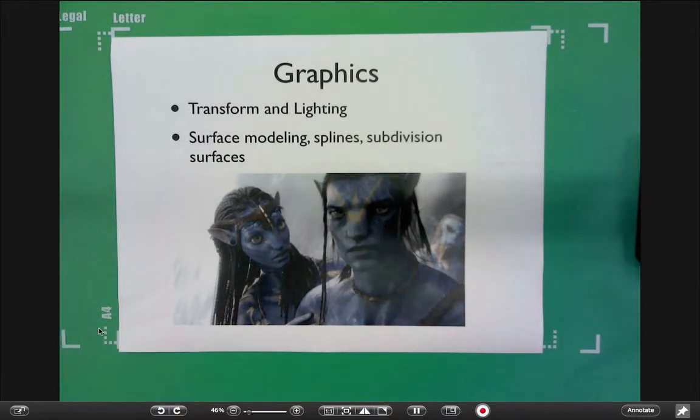Transformations in lighting. We'll talk, for example, about radiosity. I don't know if you guys have heard something about rendering. This is the problem when you have some scene in graphics, like in a movie or in a game, and you have to compute the lighting, the illumination.